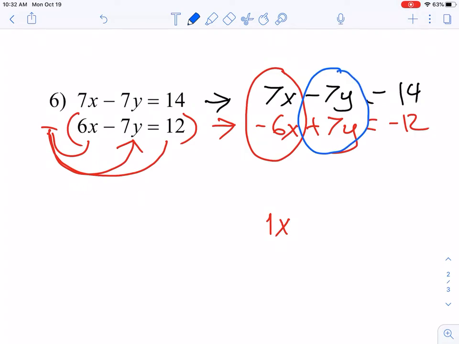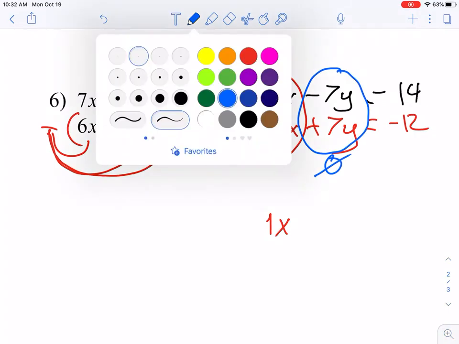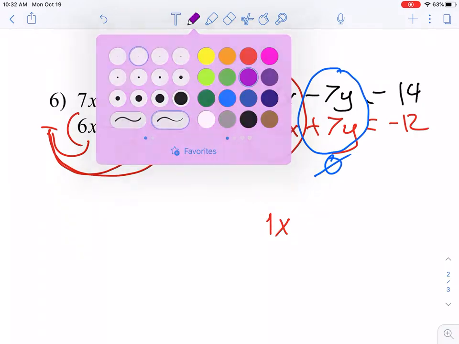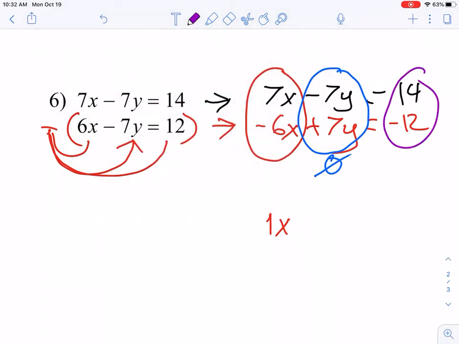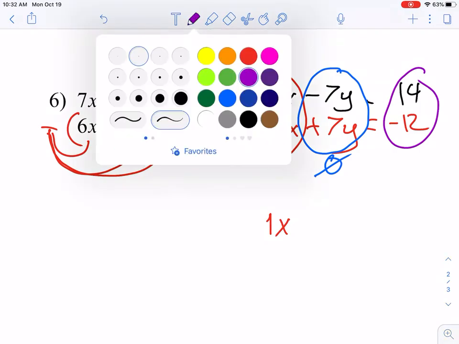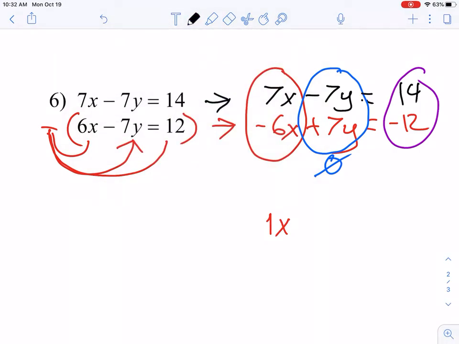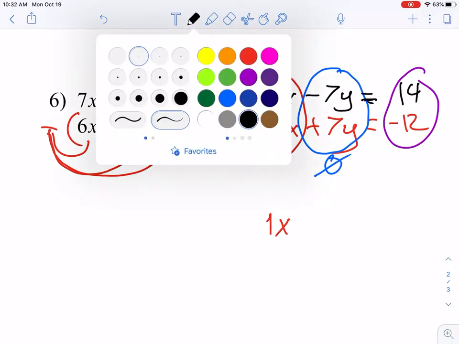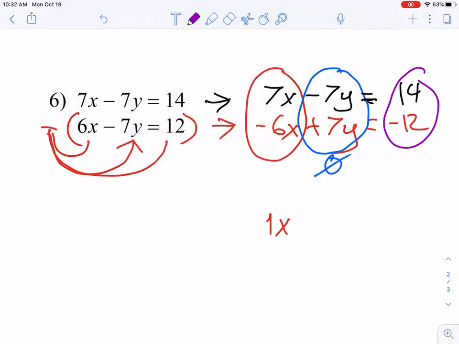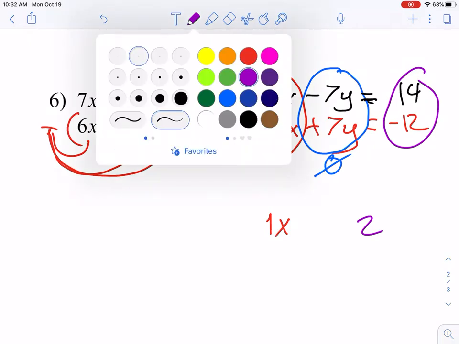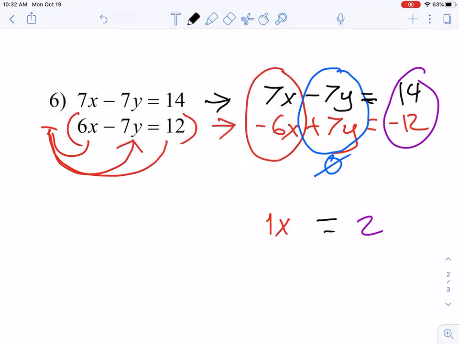-7y and +7y cancel out, so I'm not going to write that down there. And +14 and -12. I know this looks like a negative, but that's because I wrote that kind of in the wrong spot. So that's my equal sign. +14, -12 is going to give me 2. So I get 1x equals 2.